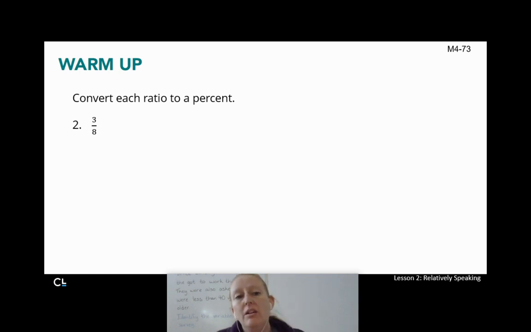Before we get into today's lesson, I do have a tiny little warm-up for you to do. You are going to want a calculator. You have like 4 of these on page 73. I just want you to do number 2. You can do all of them if you like, but I just want number 2. I would like you to convert the ratio 3/8 into a percent. Hit pause. Work that out. Hit play when you're ready to check your work.